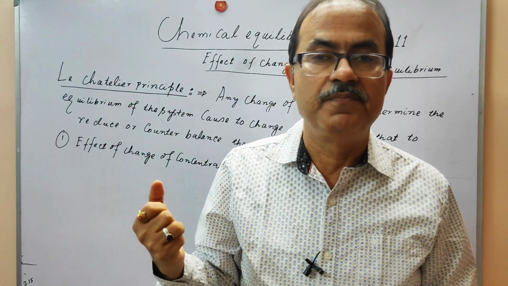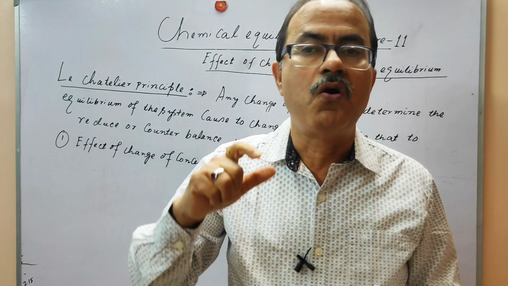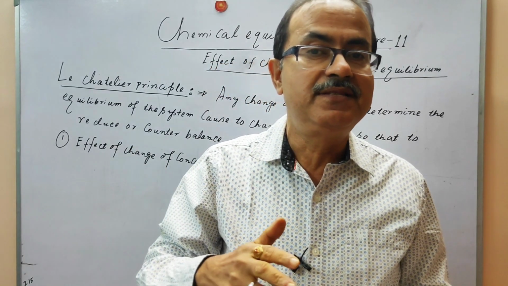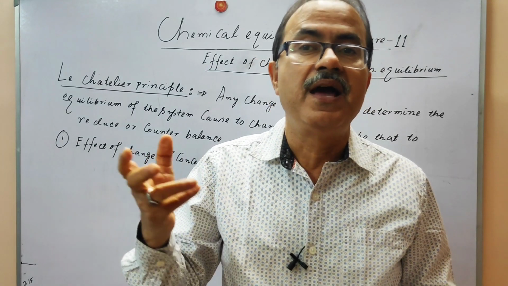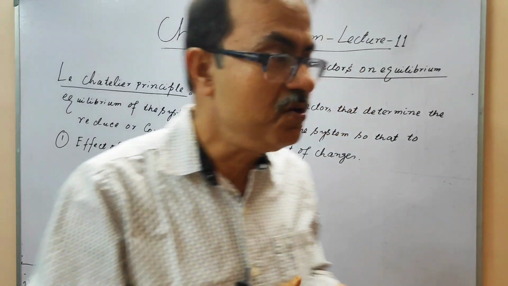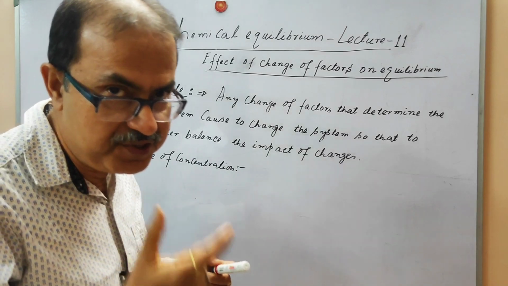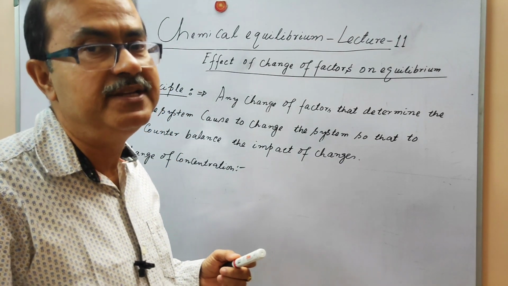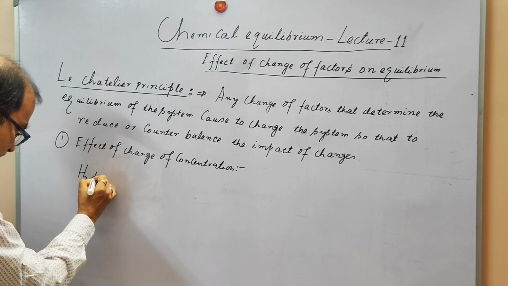And when we remove some product or some reactant, what is going to happen? A net reaction will proceed in that direction where the removed substance will be replenished. So the net reaction will be in that direction where there is a deficiency of the material. As an example, you can take the example of hydrogen and iodine.